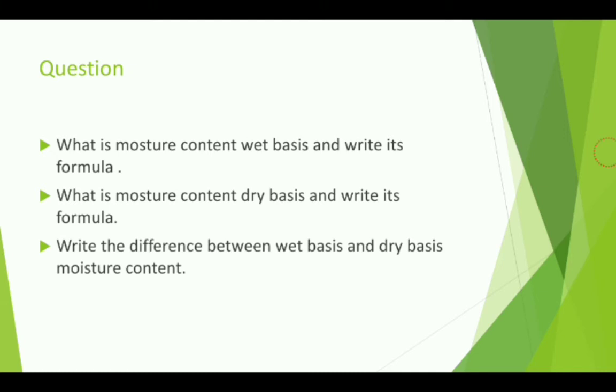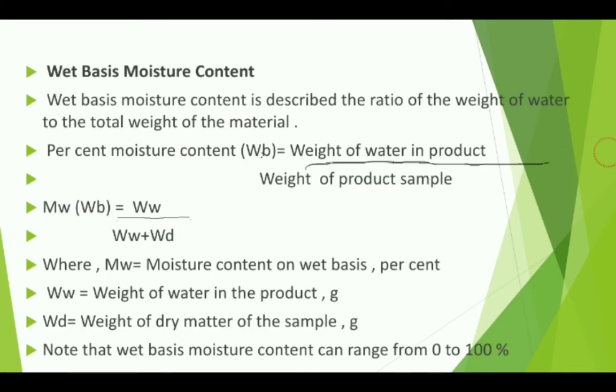Now important questions. Question number 1, what is the moisture content wet basis and write its formula. So what is moisture content wet basis? It is the ratio of water in the sample to the total weight of the product sample. So it is the ratio of weight of water in the product to the weight of product sample.